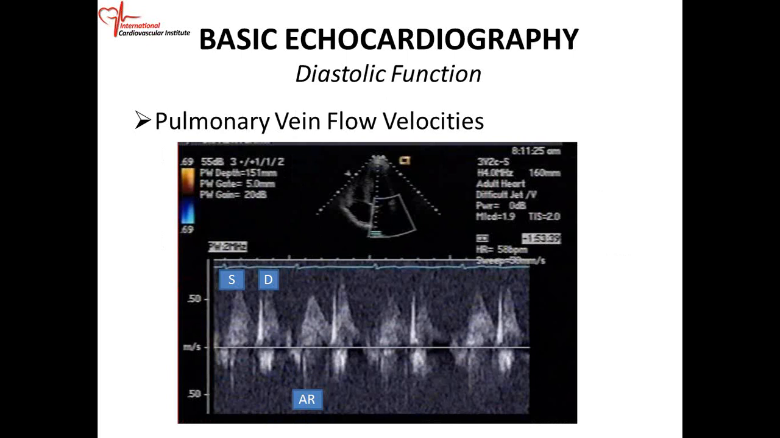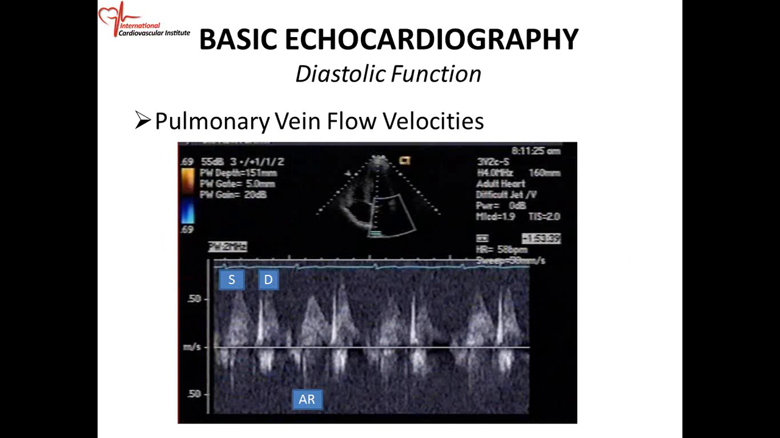But then we look at the pulmonary vein flows. What is pulmonary vein flow? Well, you know that once the blood is fully oxygenated, it flows from the lungs into the pulmonary veins, and the pulmonary veins are going to drain into the left atrium.